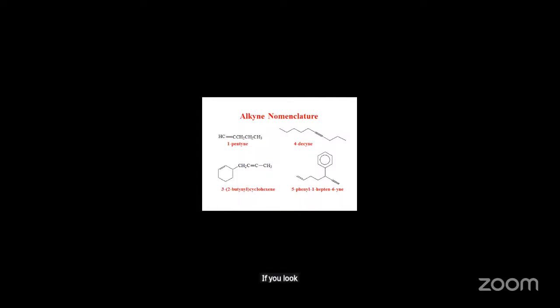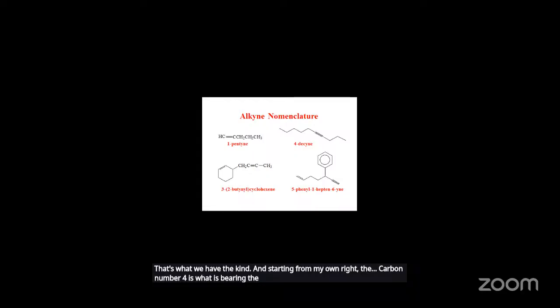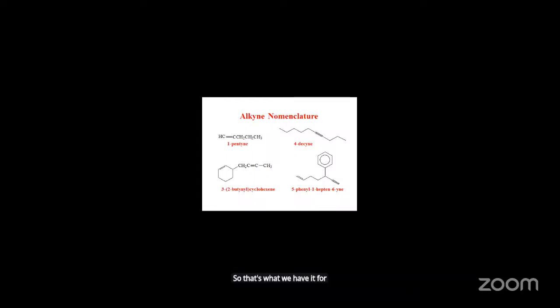If you look at this slide, I want to focus on the strokes or lines. When you have a compound like that, wherever you see the triple bond, there are 2 carbons connected by that triple bond. So where you saw that triple bond, there is a carbon that started it and a carbon that ended it. That is why the total number of carbons here is 10. That's why we have the prefix dec. And starting from my own right, carbon number 4 is what is bearing the triple bond. So that's why we have it as dec-4-yne.